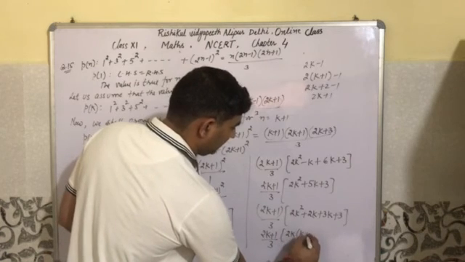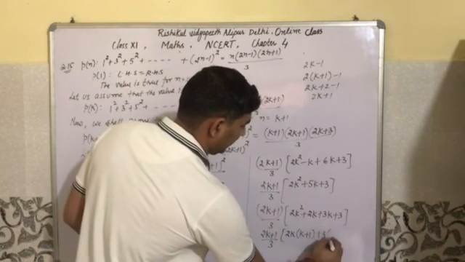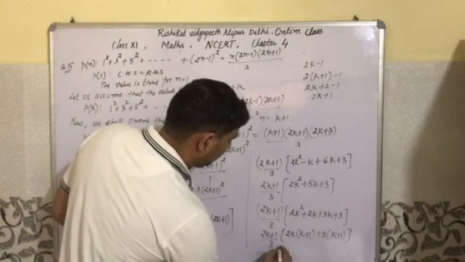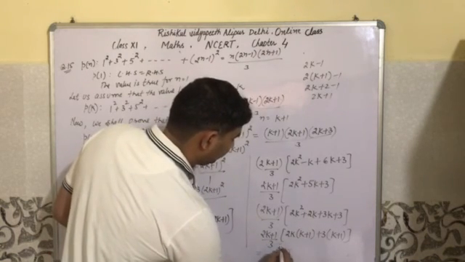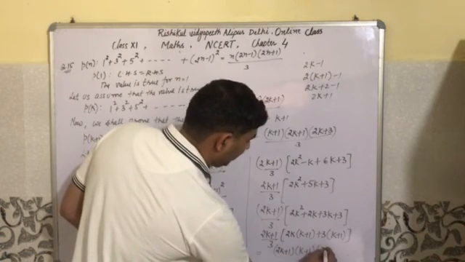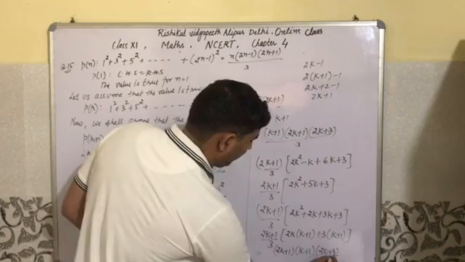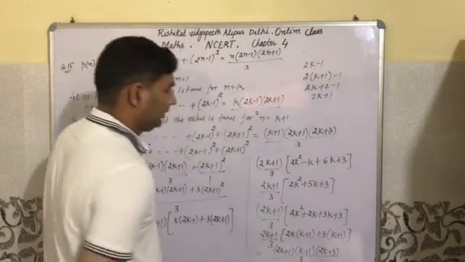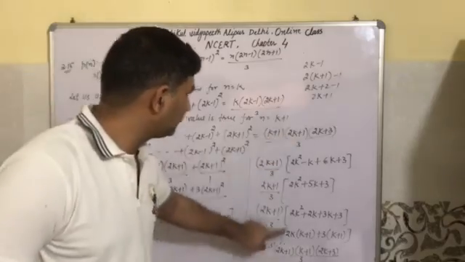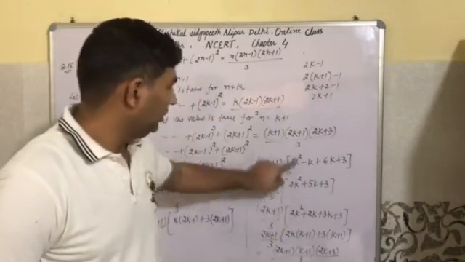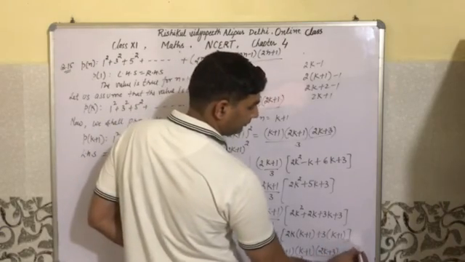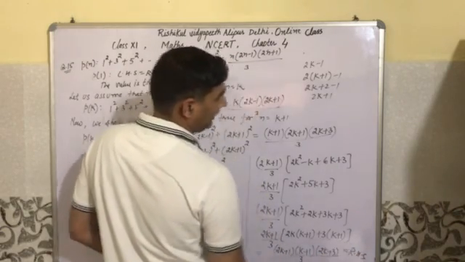This 2k is a common term, then 2k, this k plus 1 plus 3, and this k plus 1, and the last term is 2k plus 1, then k plus 1 and this 2k plus 3 upon 3. This is equal to right hand side, k plus 1, 2k plus 1, 2k plus 3 over 3, is equal to RHS.